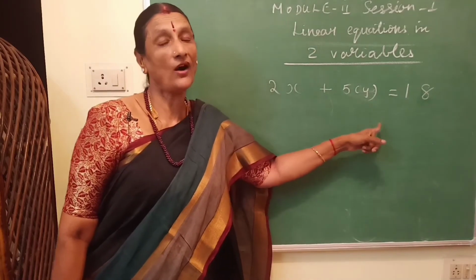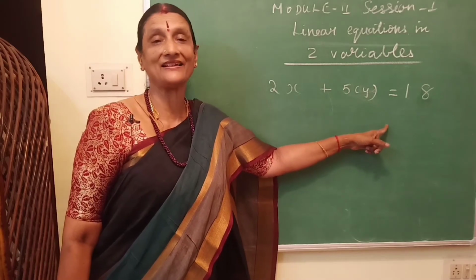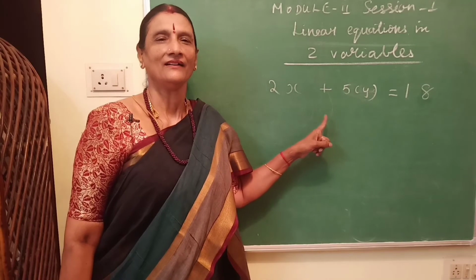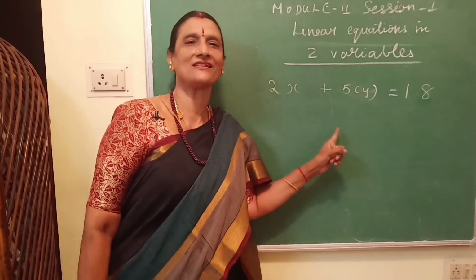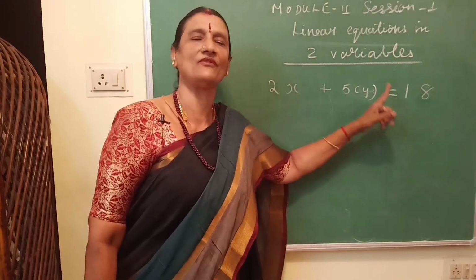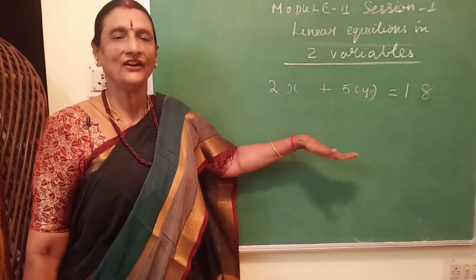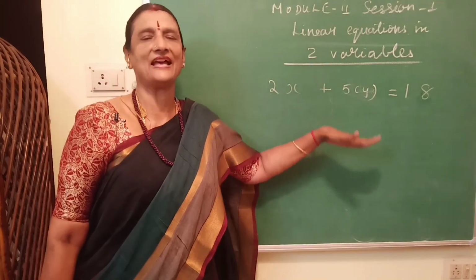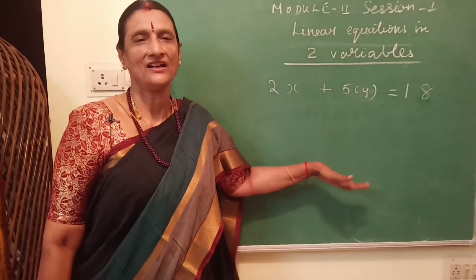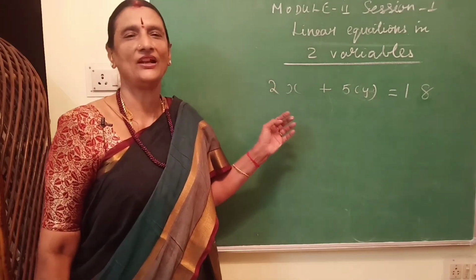It may be walking, it may be cycling, it can be you go on a bike, that doesn't matter at all. Here X and Y represent the different speeds with which you reach the 18 kilometers, is what we want. Are you understanding? So this way you can quote a number of examples on different situations. So linear equations are very much connected to your life.